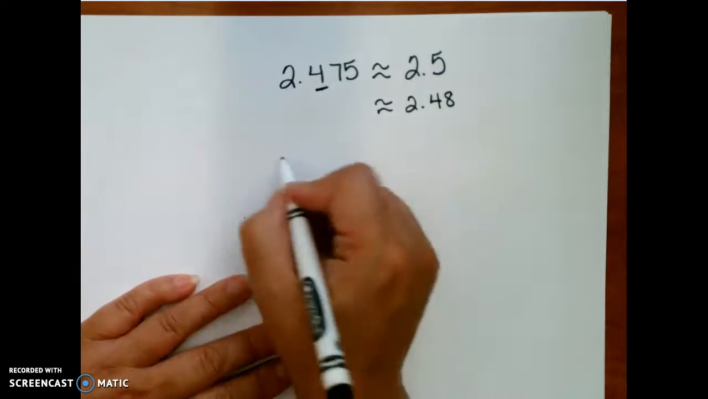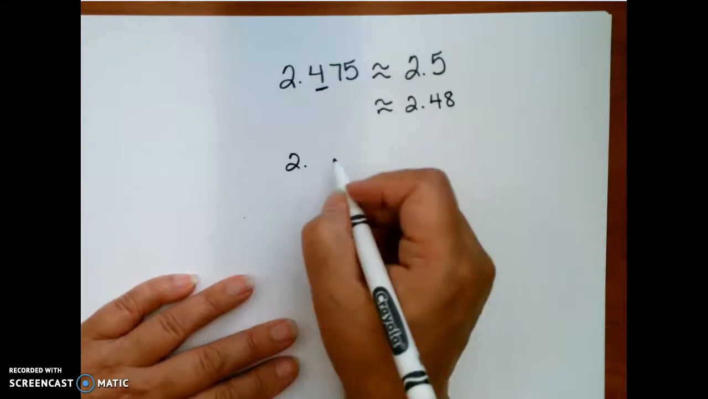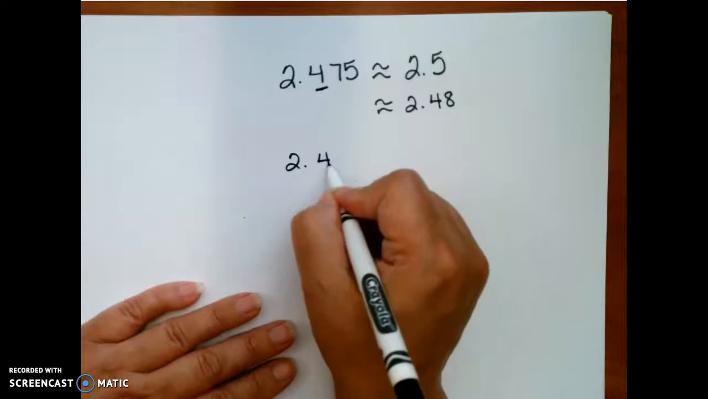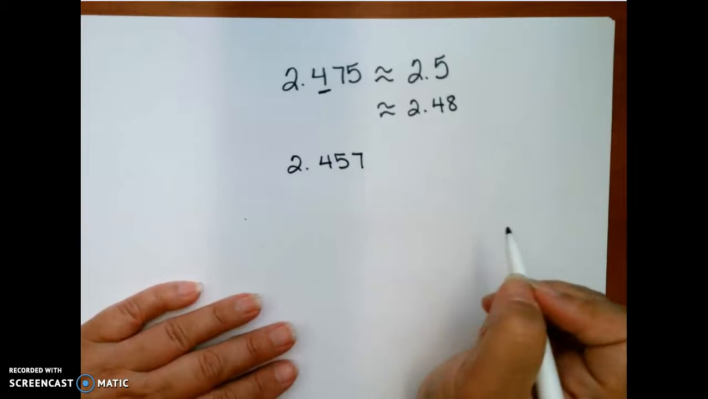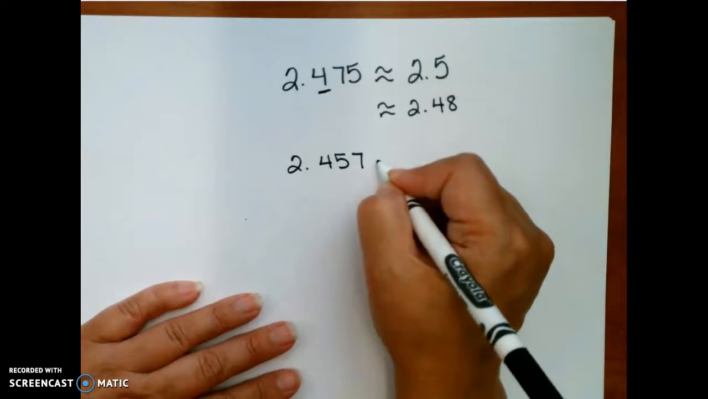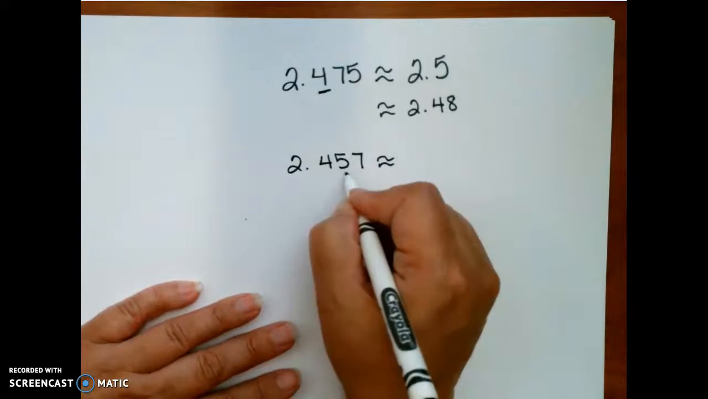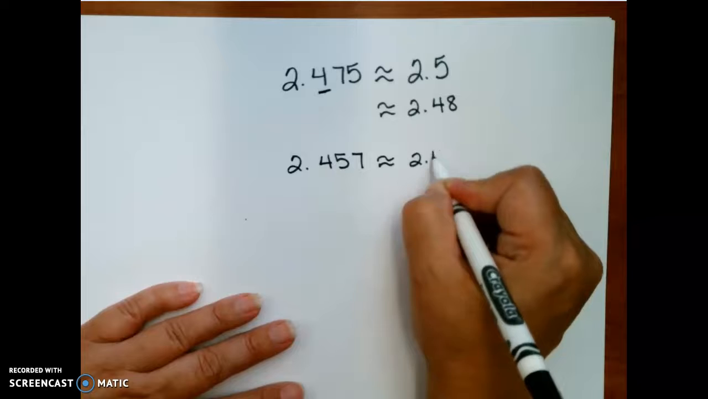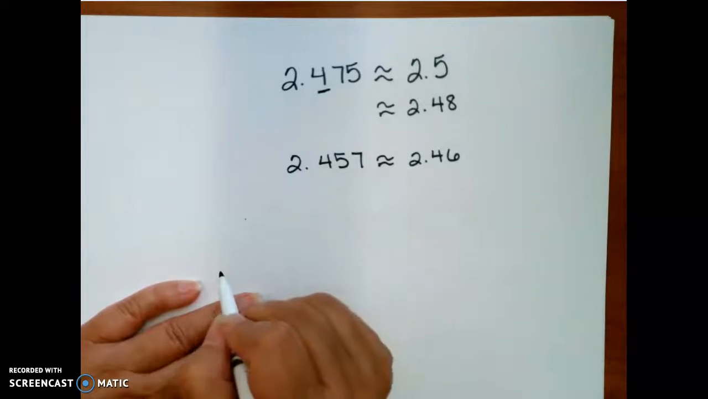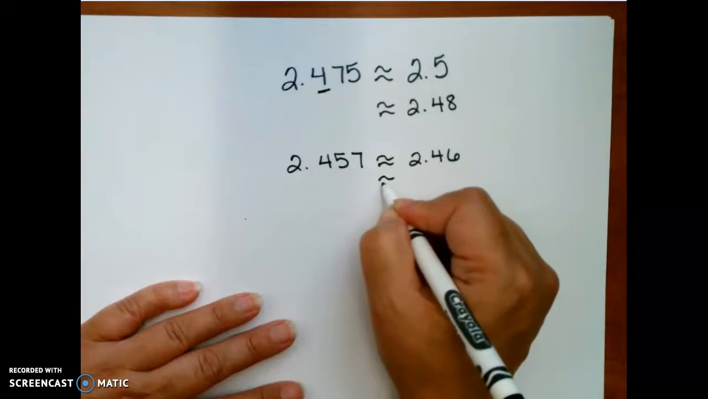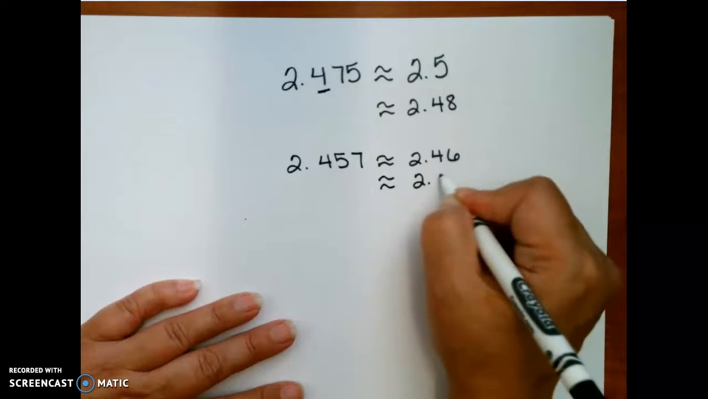If I have 2 and 457 thousandths, and I round that to the nearest hundredth, I would have 2 46/100ths. Rounded to the nearest tenth, it is also 2 5/10.